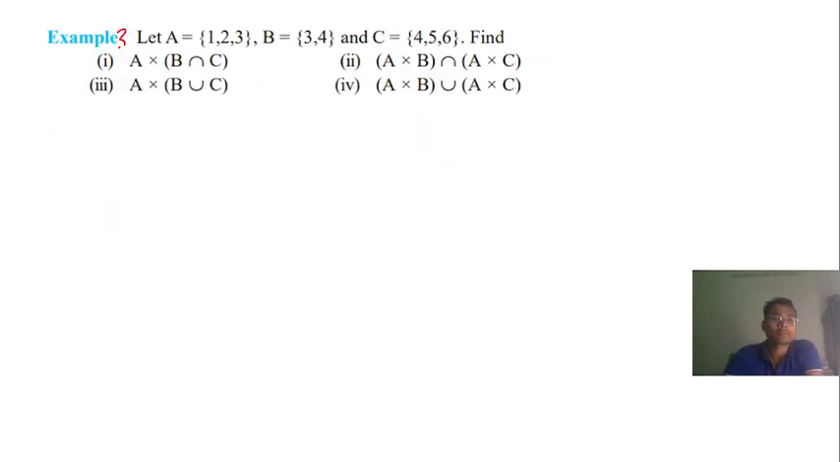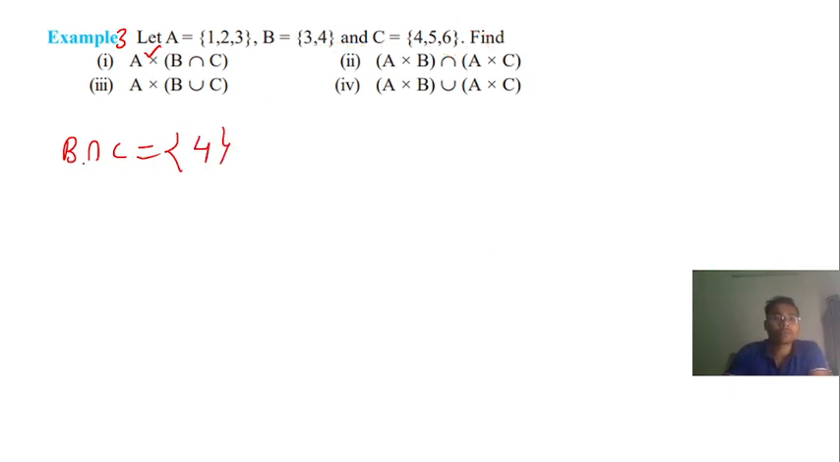Coming to example number 3, such that A is equal to {1, 2, 3}, B is equal to {3, 4} and C is equal to {4, 5, 6}. Find A cross (B intersection C). For doing the cross product, we first need to find the intersection of two sets, that is B intersection C, which we are finding right now. Intersection means the common elements in these two sets. I can see only 4 is the common element, so I will write 4 in this set.